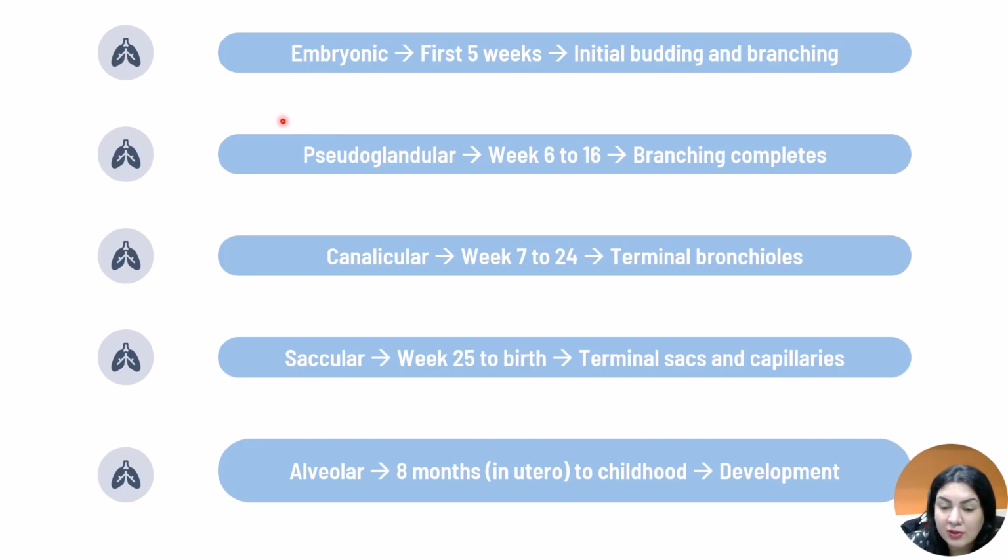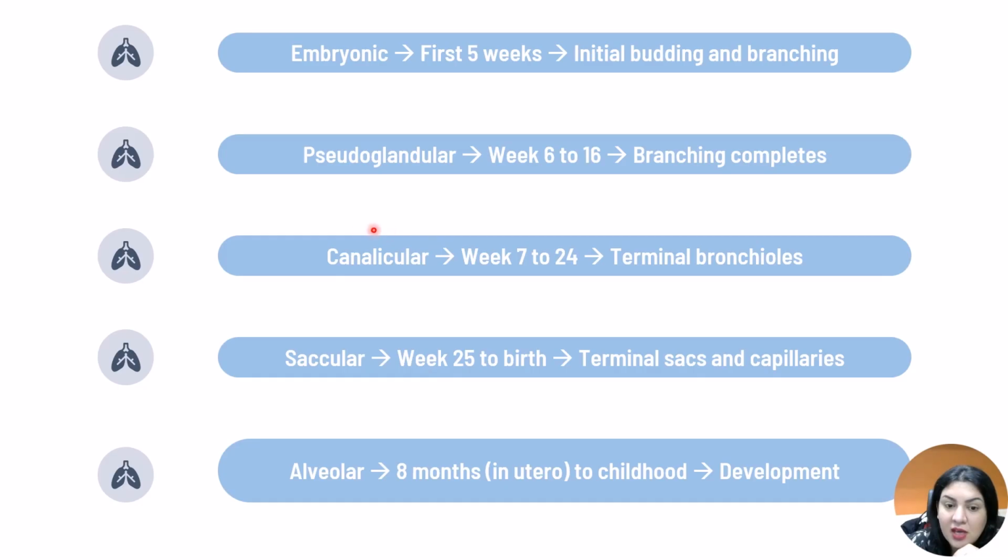Next, we have the pseudoglandular phase, and this is the point where, in your embryonic stage, you first started to see that budding and branching. By the time you get to the pseudoglandular stage, you start to see the culmination of that budding and branching. And so it's essentially quite an important phase in the system's maturation process.